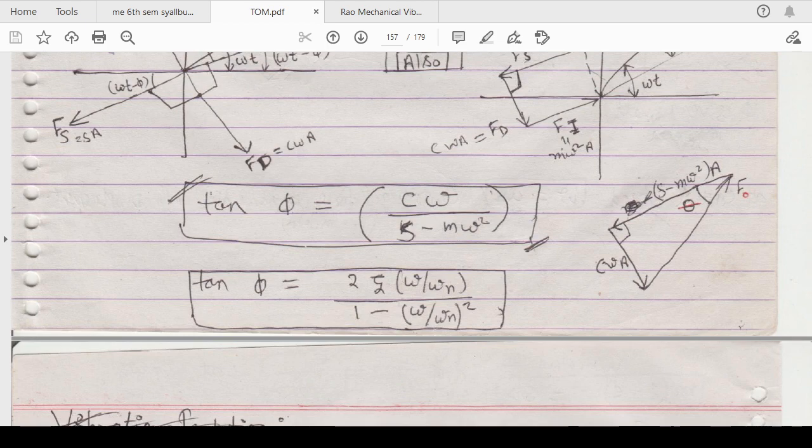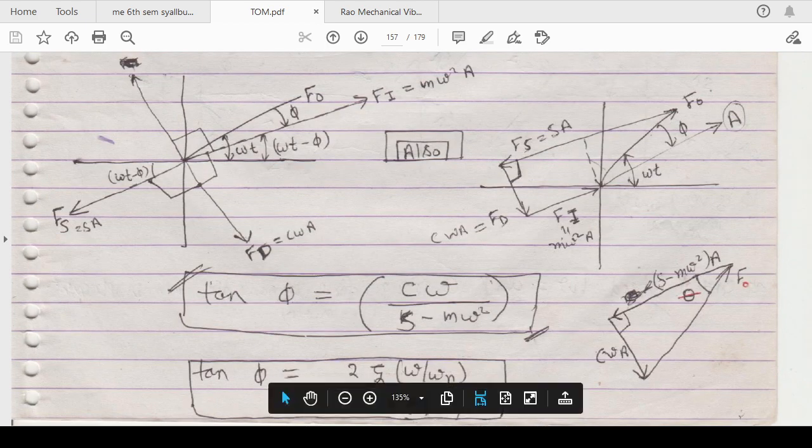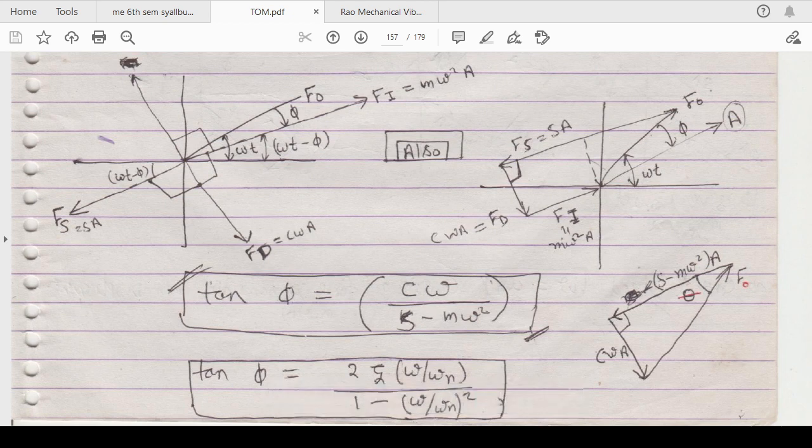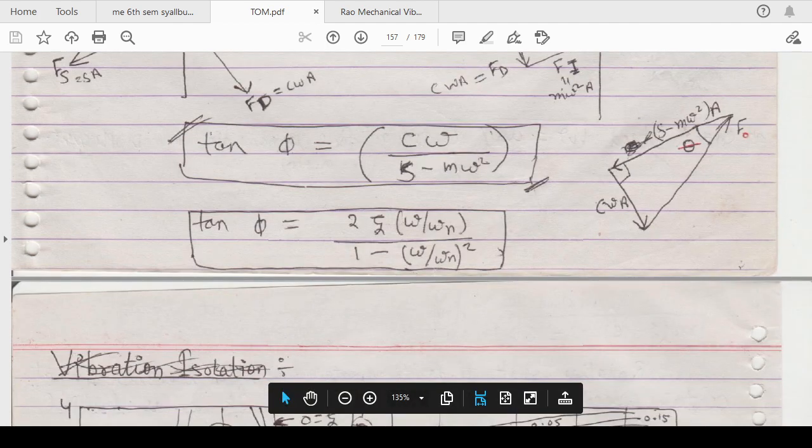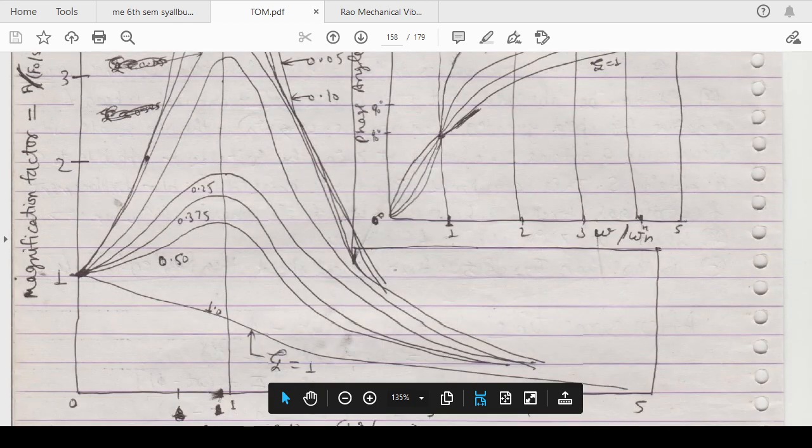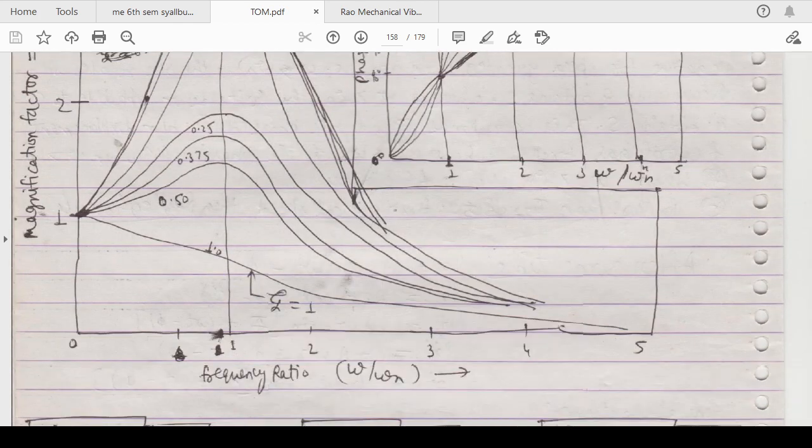In the last session we discussed how you can calculate the phase angle with the help of this particular graph: tan phi equals c omega divided by (s minus m omega square). You can also rewrite this formula by dividing the numerator and denominator by omega n, and then you will get tan phi equals 2 zeta (omega by omega n) divided by (1 minus (omega by omega n) whole square). Now these are the two handwritten graphs you can see here.